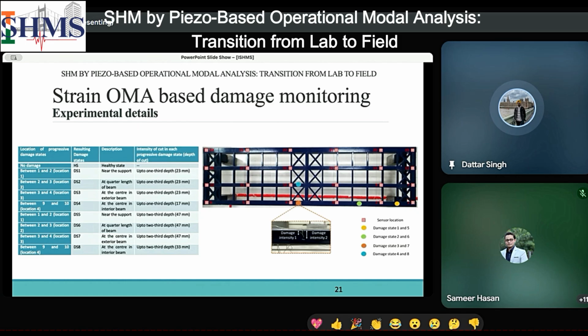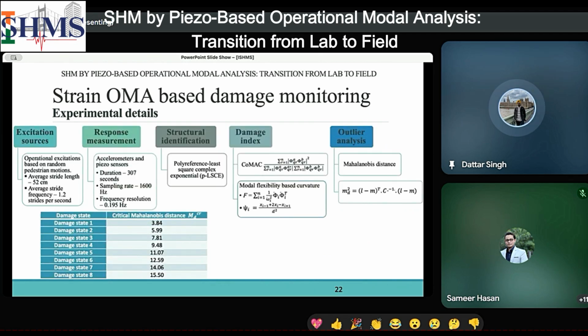Now, since we want to test the efficacy of piezoelectric sensors for OMA in real life structures, we chose the excitation for this damage monitoring to be random pedestrian motion, which was proved to be the best out of all the operational excitations in the last study. All the measurement details were kept identical. To identify the damage from the measured modal data, we have frequencies, damping ratios, and mode shapes.